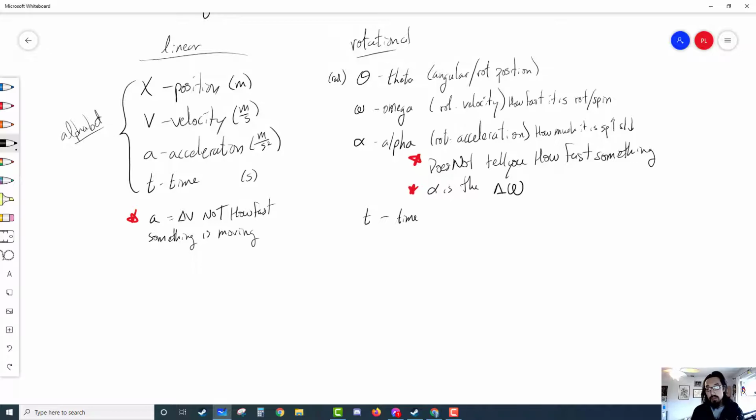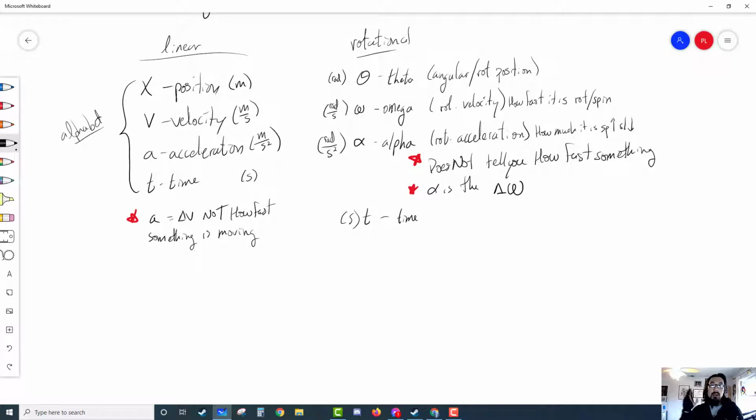Now, please do not confuse radians with radius. Radius is the distance from the center to the outside part of the rotating object. Radian is the unit for angular position, and we're following a trend here, right? Meters, radians, therefore angular velocity is radians per second. And then we have angular acceleration, radians per second squared. And the unit for rotational time is just seconds.